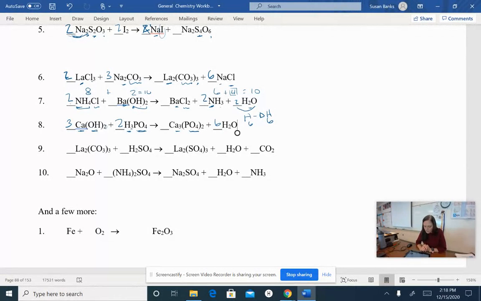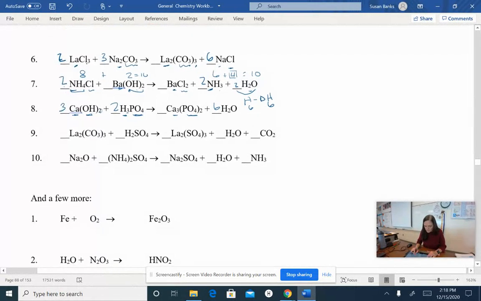So let's verify that. 3 times 2 is 6 plus 6. I should have 12 hydrogens. 6 times 2 is 12. And 3 times 2 is 6 oxygens. 6 times 1 is 6. We're good. All right, number 9.